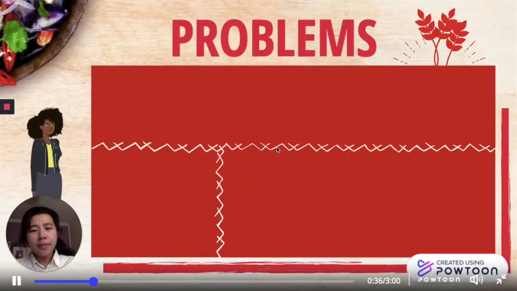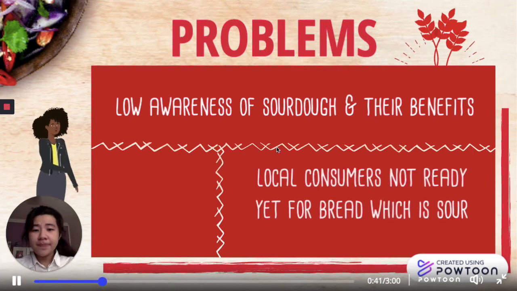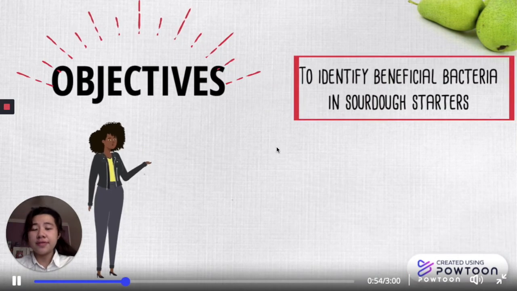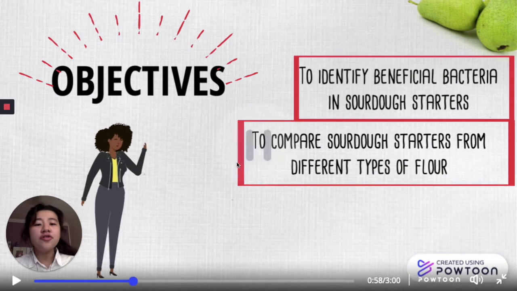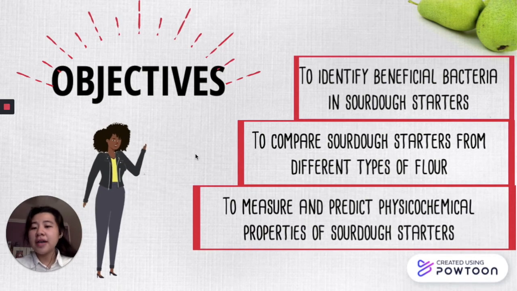But there are some problems. The awareness of sourdough and its benefits is still low in Malaysia. Then the local consumers are also not ready yet for bread which is sour. Besides, researchers for sourdough starters are still not acclimatized to our region. Therefore, we have some objectives for this research: to identify beneficial bacteria in sourdough starters, to compare sourdough starters from different types of flour, and to measure and predict physical-chemical properties of sourdough starters.